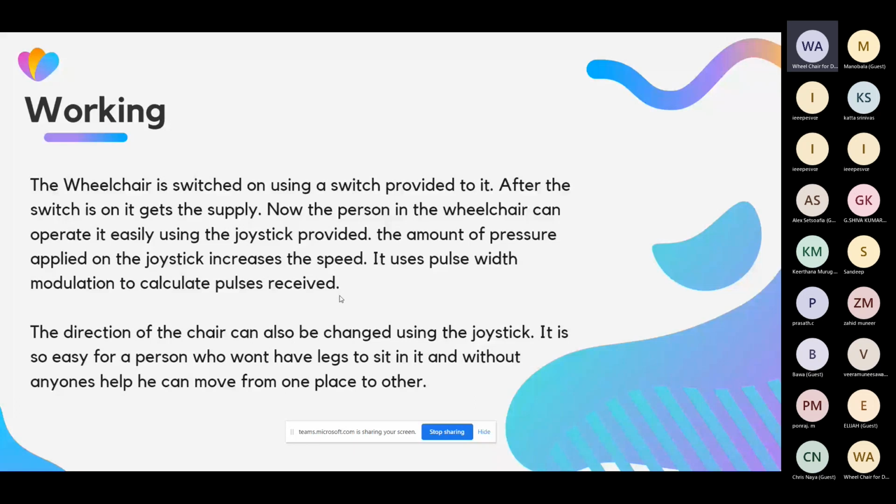We use pulse width modulation, so the pressure we put on the joystick will increase the speed of the wheelchair. If you want to move to the right side, the drivers work like this: the right side wheels will stop and the left side wheels will move front, so we can turn right. On the left side also, the left side wheels will stop and the right wheels will work, so we can move right and left in that way. So we'll see the working of the wheelchair.